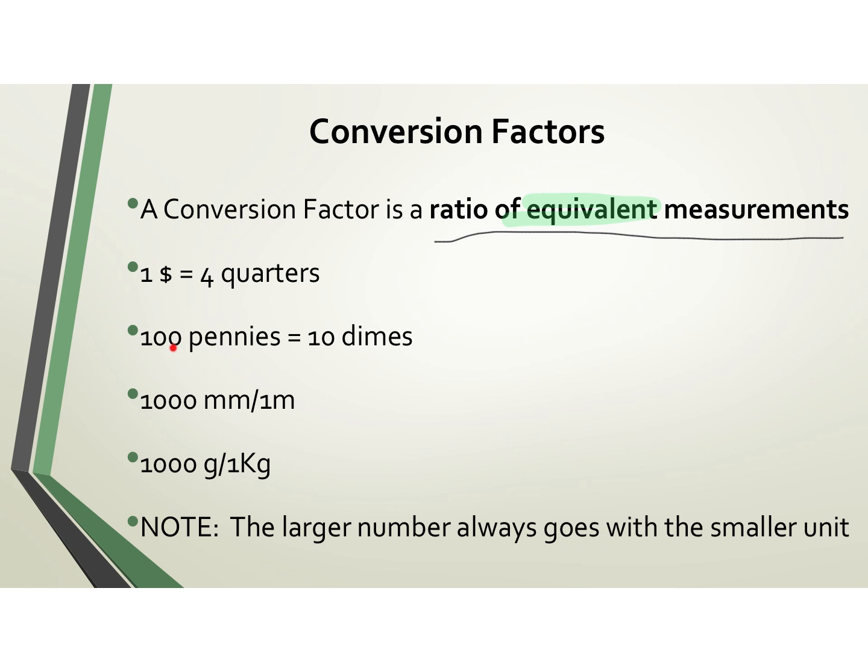Another example could be 100 pennies is equal to 10 dimes. These two, are they equivalent? Good. 1,000 millimeters is equal to 1 meter. Again, if we were to measure out those lengths, they're the same length. 1,000 grams and 1 kilogram is a conversion factor. If we were to weigh something, 1,000 grams weighs the exact same amount as 1 kilogram.